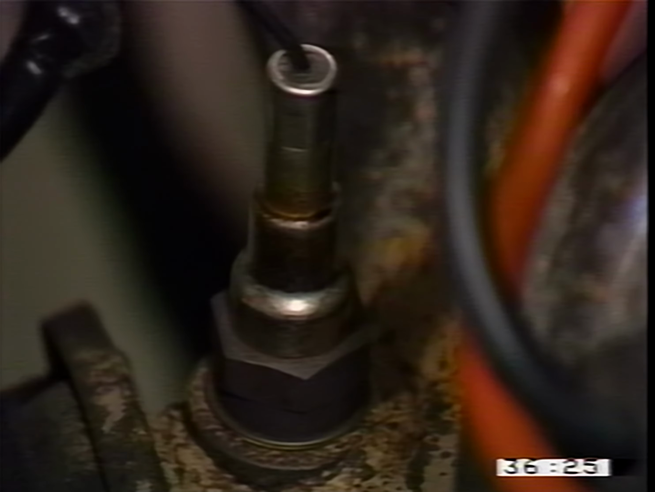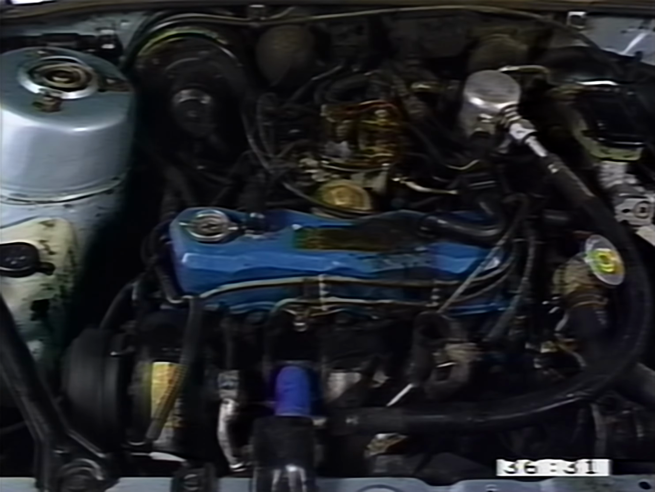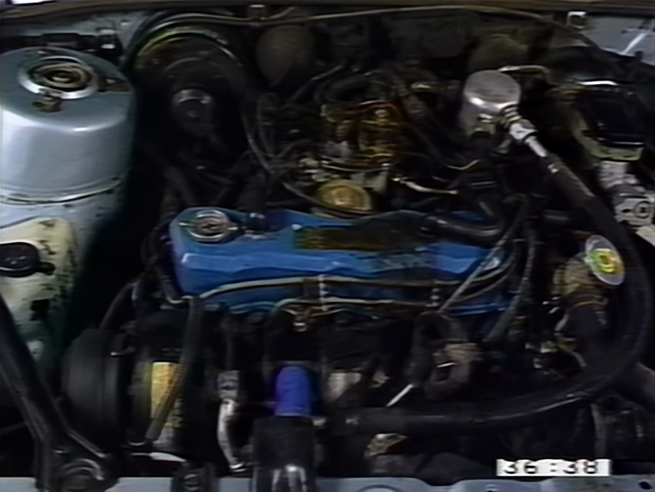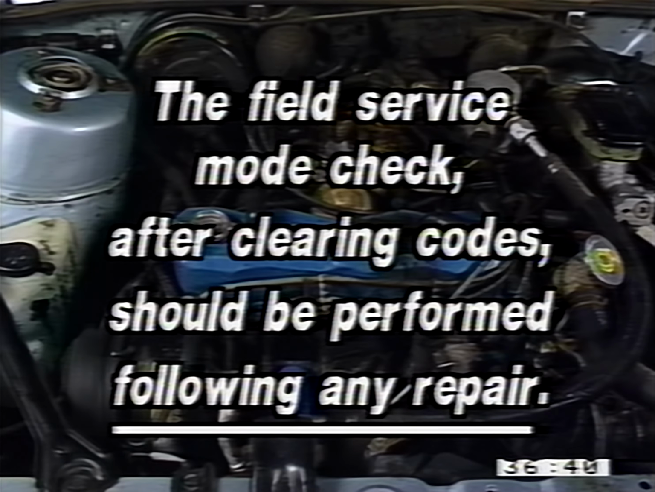The oxygen sensor on some engines cools off in a short time with the engine idling, sending the engine into open loop. To get back to the closed-loop mode, the engine is run at part throttle for a few minutes, accelerating from idle to part throttle several times. The field service mode check after clearing codes should be performed following any repair.